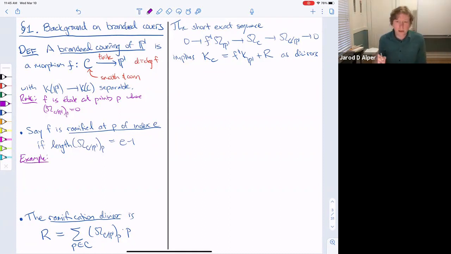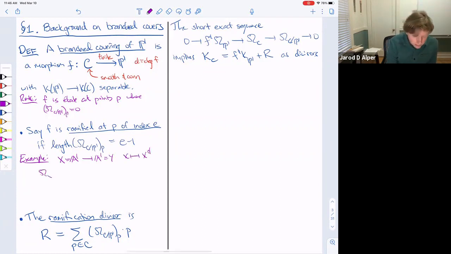I'll just give the local example where you have X being A1 mapping to A1 by X goes to X to the D. And if you just compute the differentials here of X over Y, you see that if I have coordinates X, it's generated by dx, but subject to the relation that d times x to the d minus 1 dx is 0.